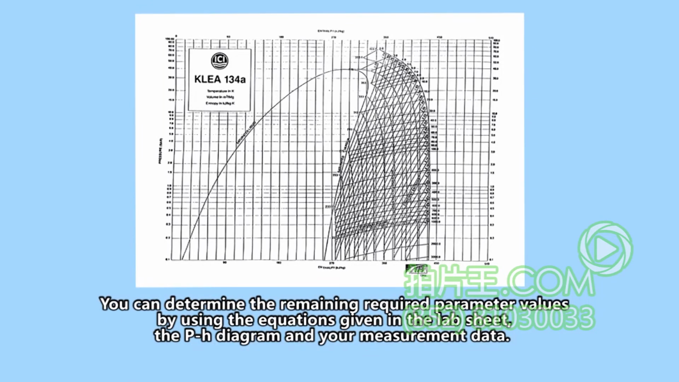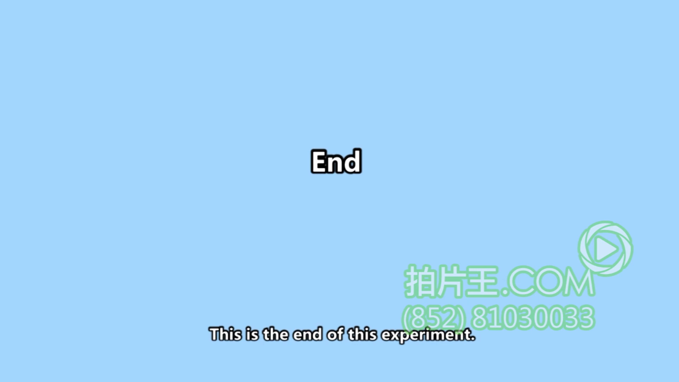You can determine the remaining required parameter values by using the equations given in the lab sheet, the pH diagram, and your measurement data. This is the end of the experiment.